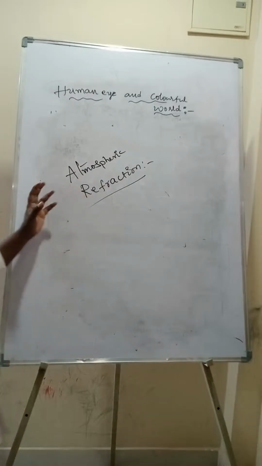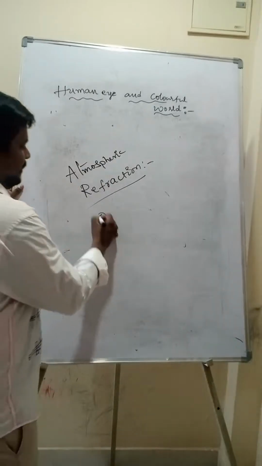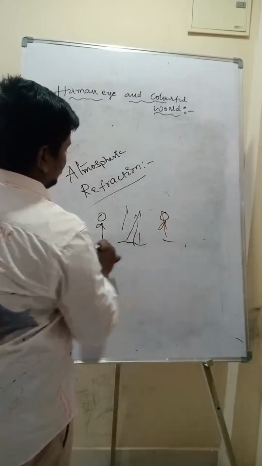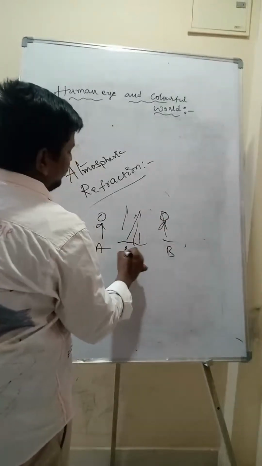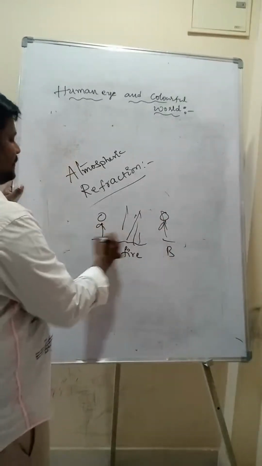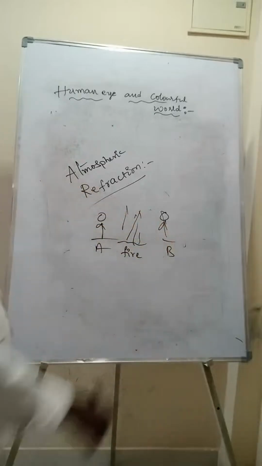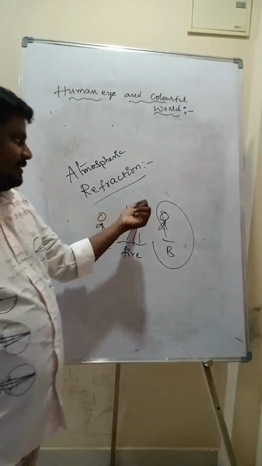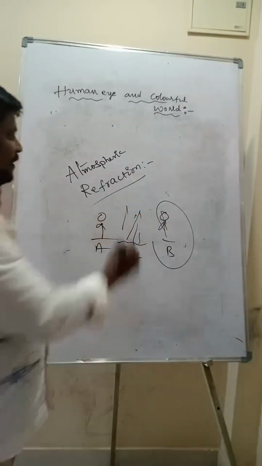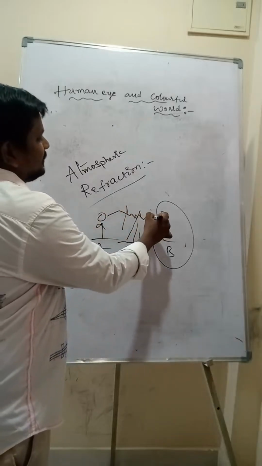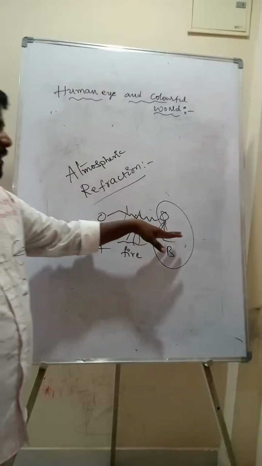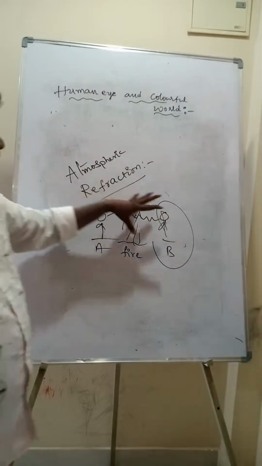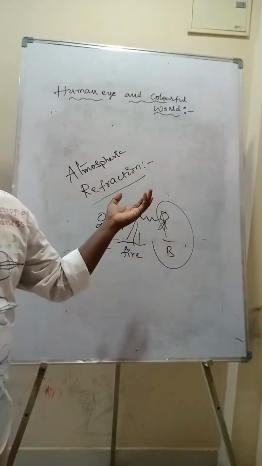Normally, in a local condition, one person A is here, another person B is there, and a fire is in between. When person A sees person B through the fire, the image of person B flickers, appears blinking. Why? Hot air acts as a rarer medium, and cold air acts as a denser medium. When you view through that, light bends many times. That's why the image of the person flickers, due to atmospheric refraction.